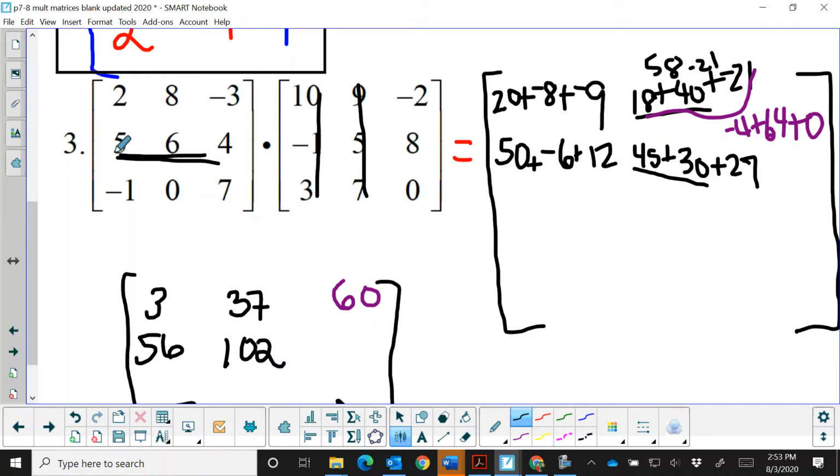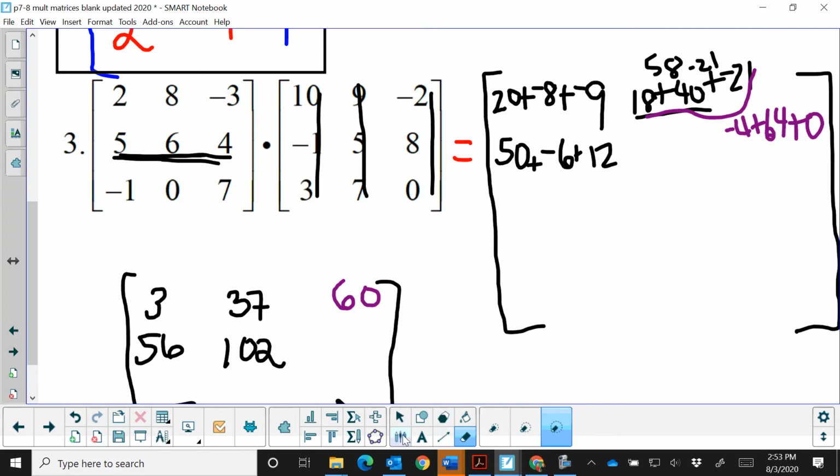And then row times the last column. I've got negative 8. Sorry, that's not negative 8. Make a little more room here. That's going to give me negative 10. Where did I get that? 5 times negative 2. Second one, 6 times 8, 48. And then 4 times 0, that's kind of nice, that's 0. So when I add those together, I'm going to get a positive 38.